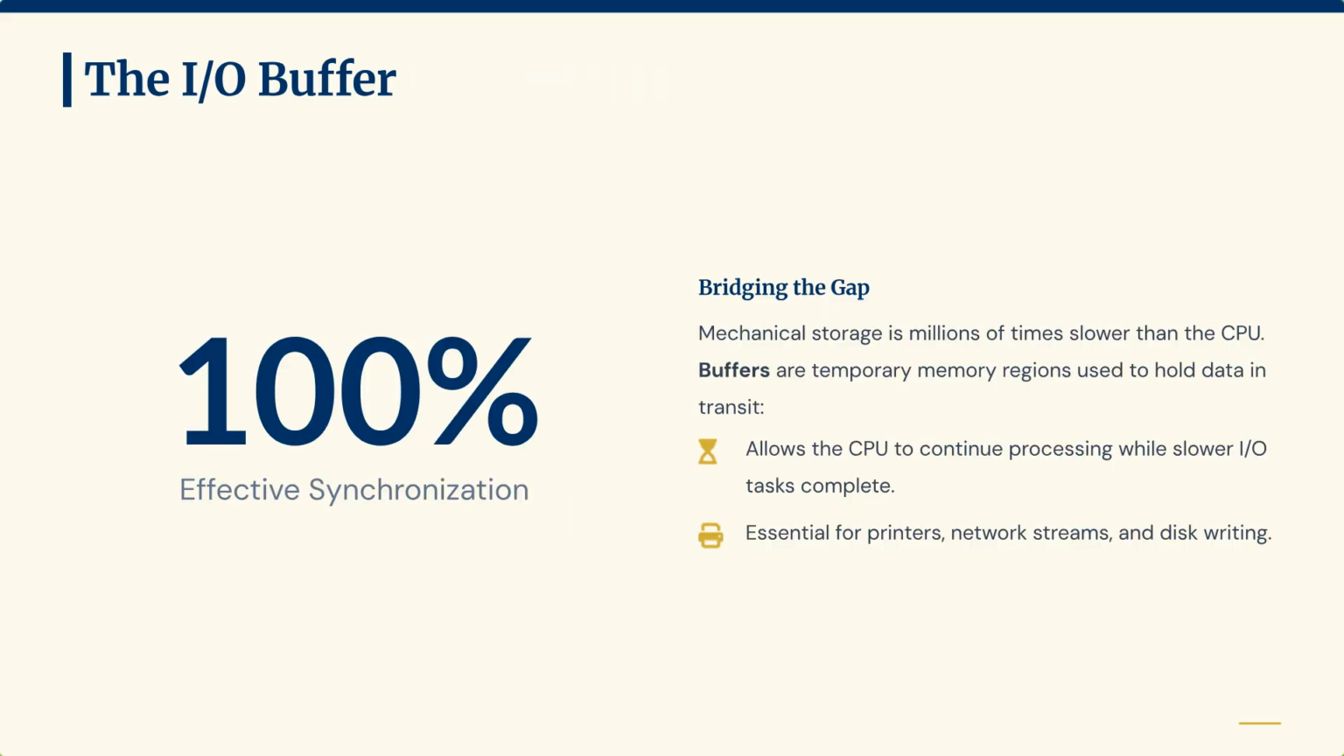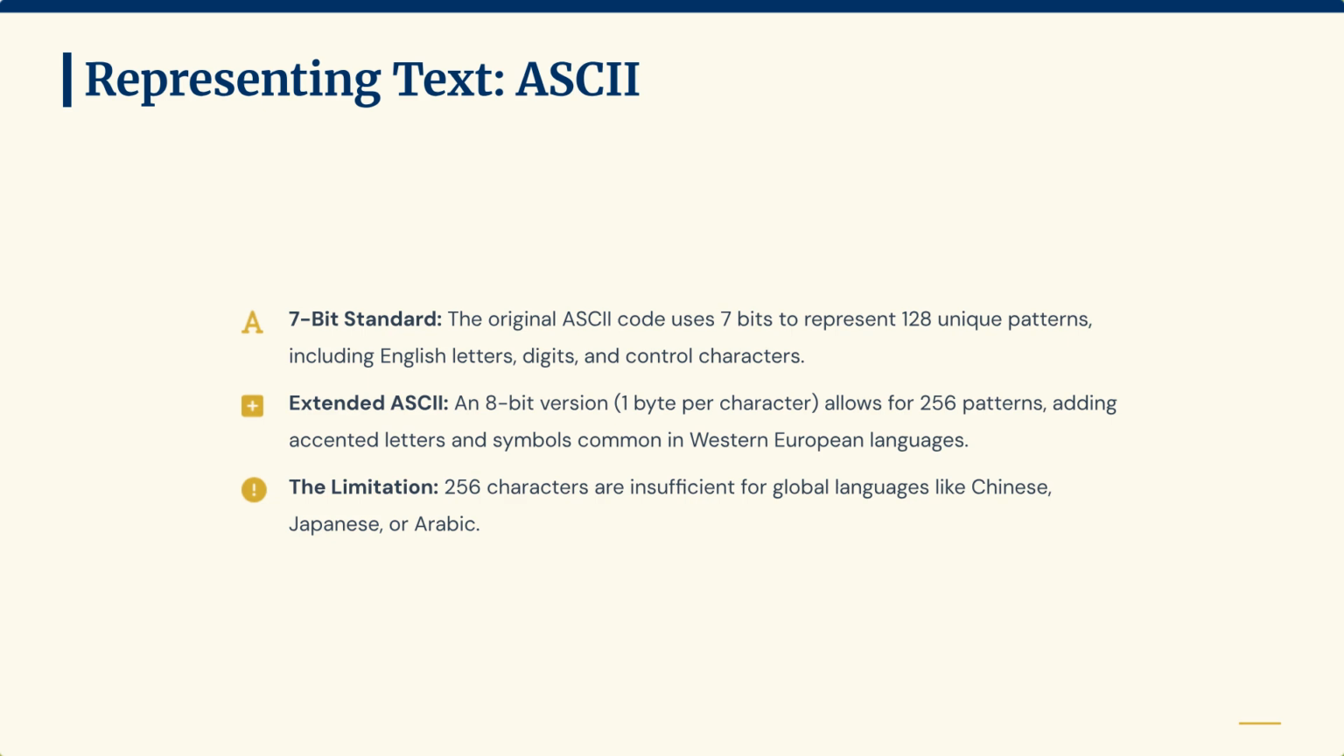I/O buffers are critical for bridging the performance gap between fast CPUs and slow mechanical storage, allowing the system to continue working while I/O operations finish. For text, we use standards like ASCII. The original 7-bit ASCII supports 128 characters, while 8-bit extended ASCII allows for 256. However, these are insufficient for global languages.